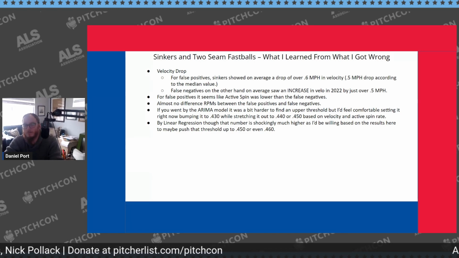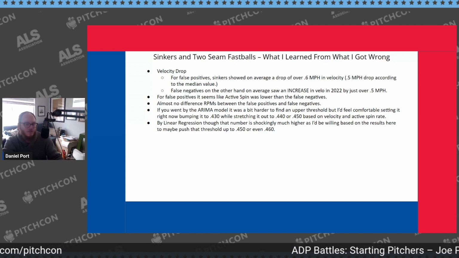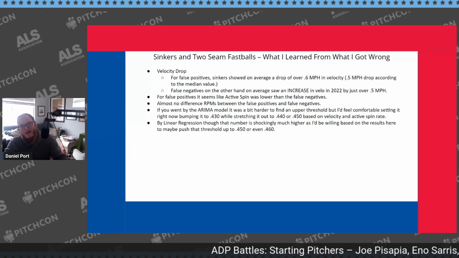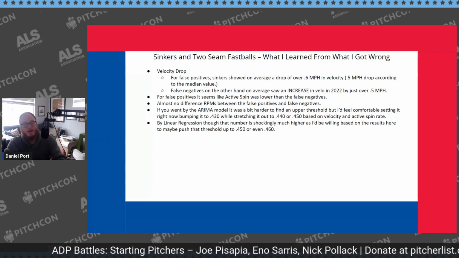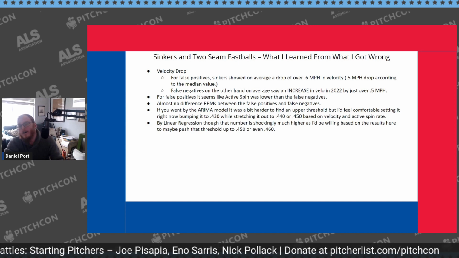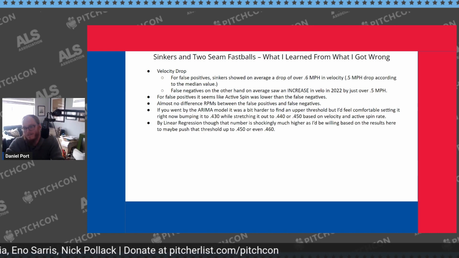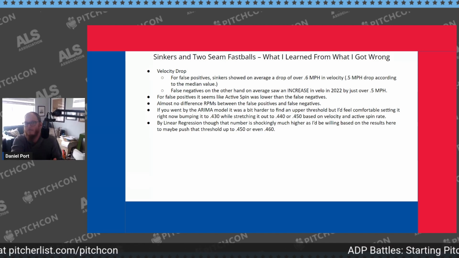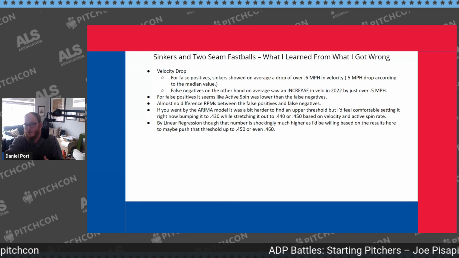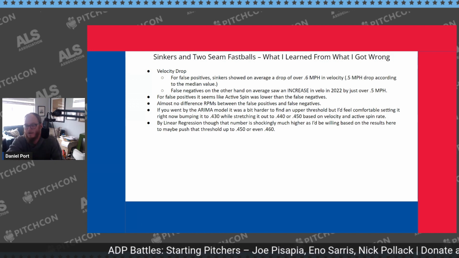So both those numbers are pretty accurate. And if you go the other way, the false negatives, the ones I was like, I don't buy that, because they're OLR value, but they ended up with a positive p-val, they saw an increase in velocity in 2022 by over about a half mile per hour. So if you're looking at what is something that could overcome not throwing in the zone enough, velocity is one of those things that will help bridge that gap.